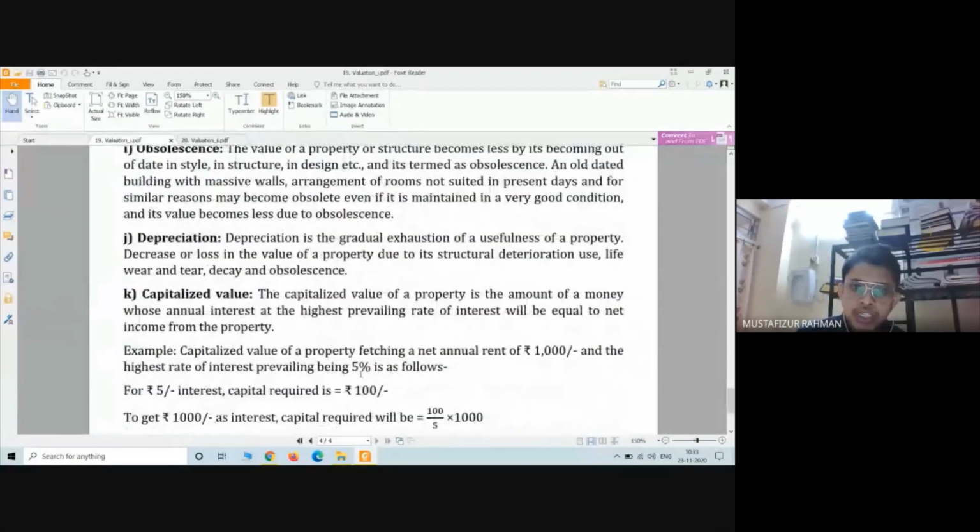Now, depreciation, what is depreciation? The gradual decrease in the value of the property because it is becoming older day by day, year by year, right? So therefore, it is depreciation.